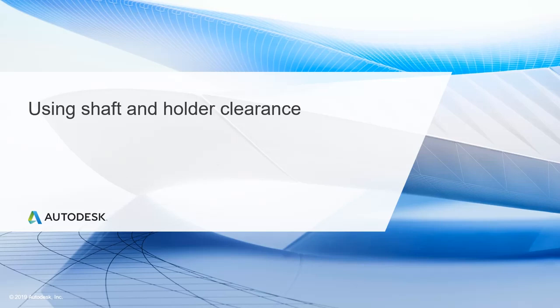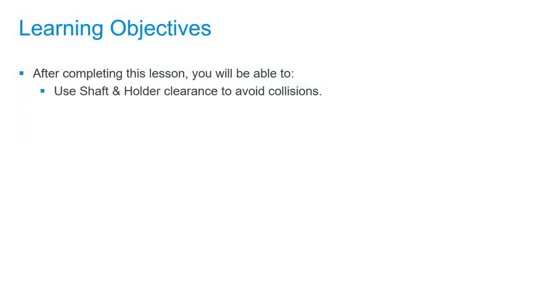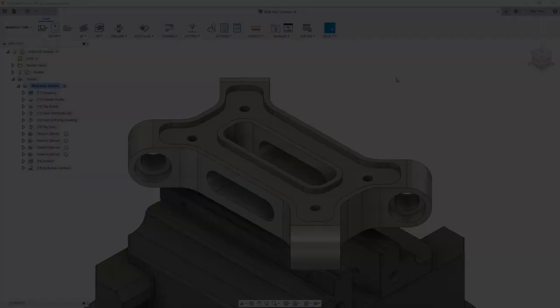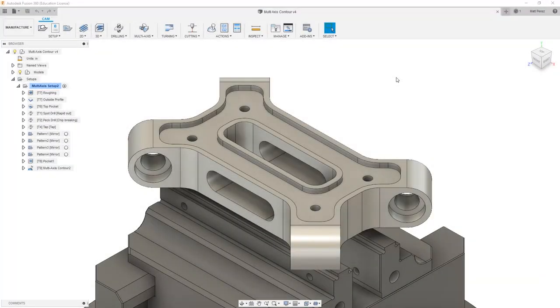In this lesson, we'll be using the shaft and holder clearance. After completing this lesson, you'll be able to use shaft and holder clearance to avoid collisions. Let's carry on with the file from our previous example, and let's talk about shaft and holder clearances.